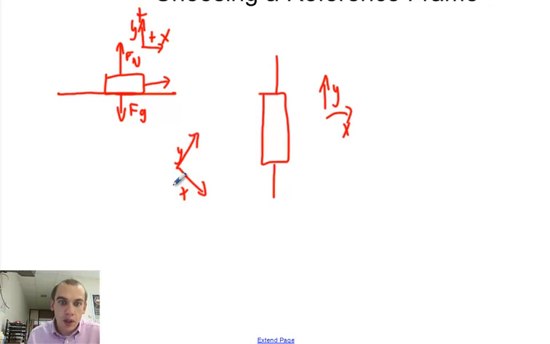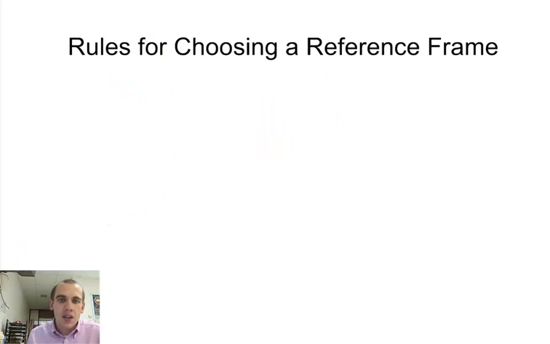And then we'd have to deal with the components of those things in those directions. We don't generally do that unless there's a reason that it would help us. So we can actually choose a reference frame however we want, and there's a couple rules we have to keep in mind when we do this.